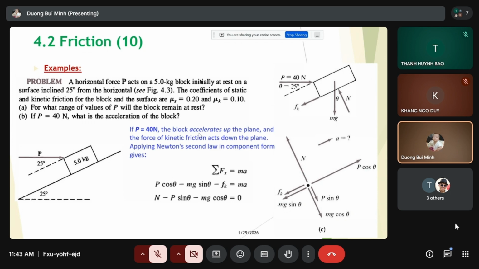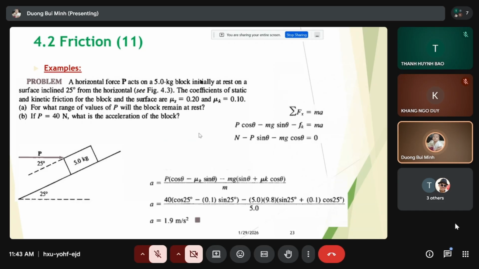So, we know Fk, right? Because we have the normal force and we have mu k, so you can get Fk. We already know V. Then we apply Newton's second law and you can get the acceleration. The acceleration will be 1.9 meters per square second. Okay, that's all. Any questions?